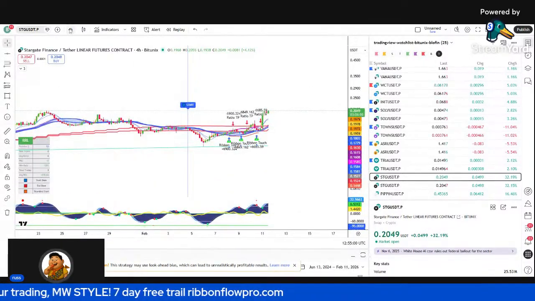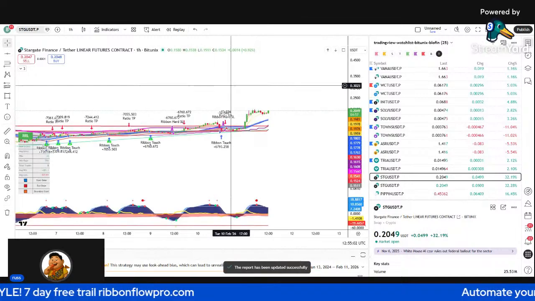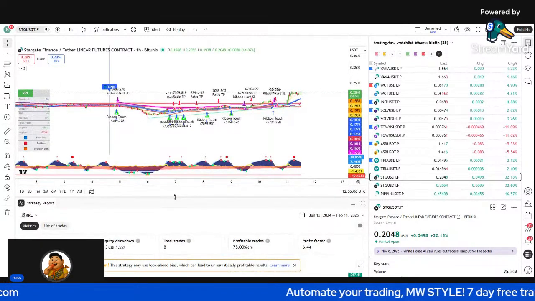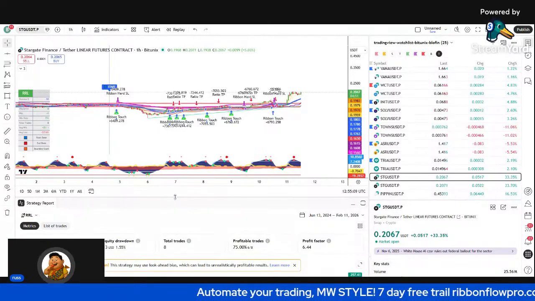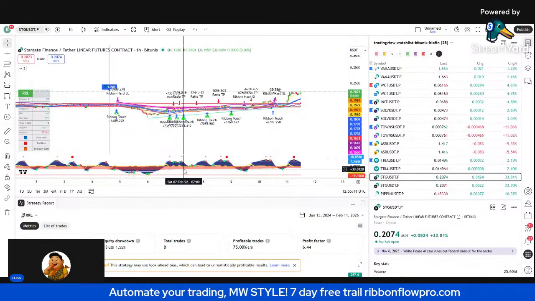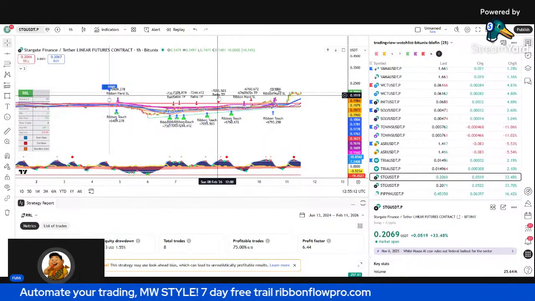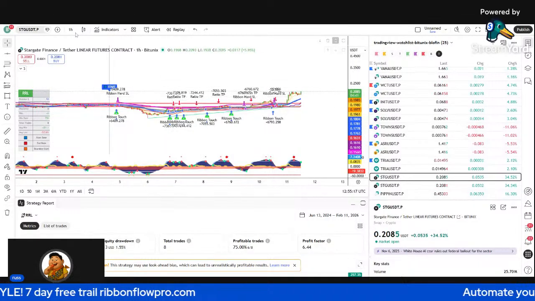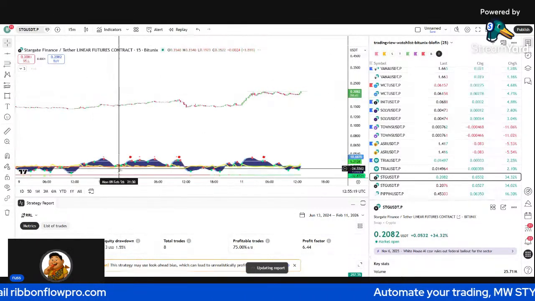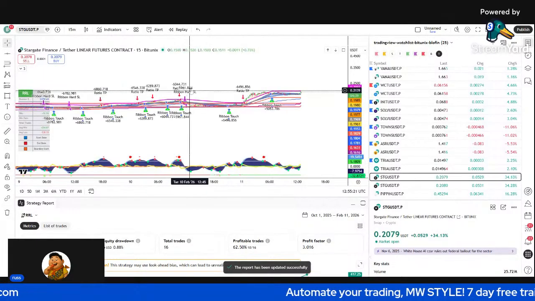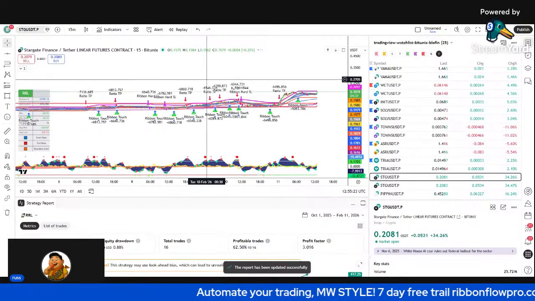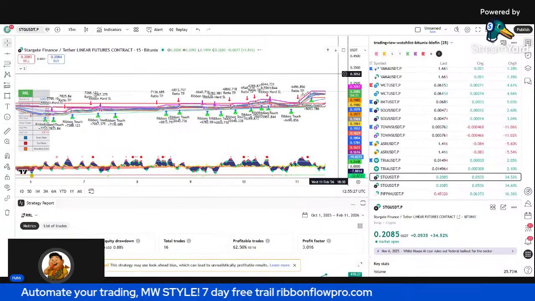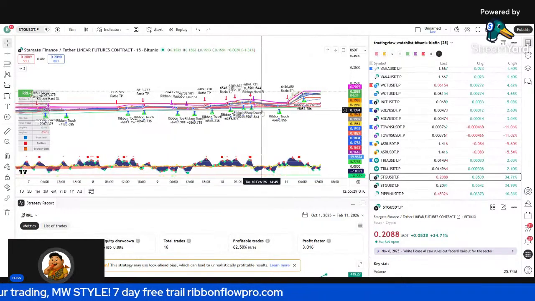Let's see how Stargate would work on a 1-hour time frame. The stats are 75% profitable on that time frame, on a 1-hour time frame. Let's take it down to a 15-minute time frame. Profit factor, it's just amazing. Stargate is just amazing for ribbon riding.